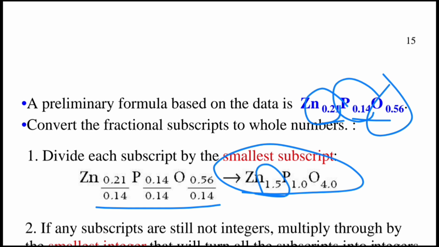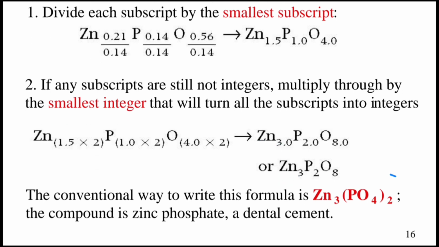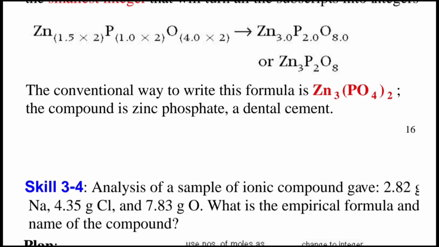You can see it is a fraction, so we multiply by some number to get the whole number ratio. We multiply by 2, then we will get Zn3, P2 and O8, and this is the empirical formula, or we can write this as Zn3(PO4)2. The compound is zinc phosphate, or dental cement. Okay, this is how you can calculate empirical formulas.